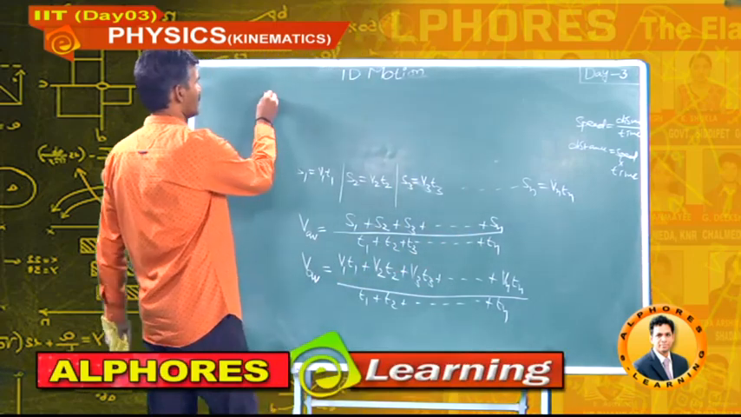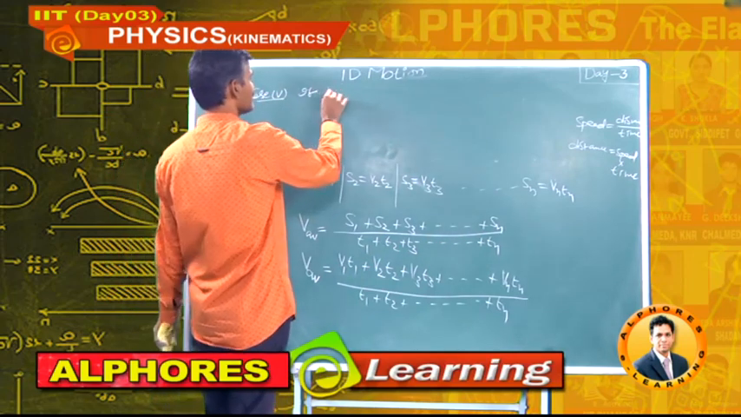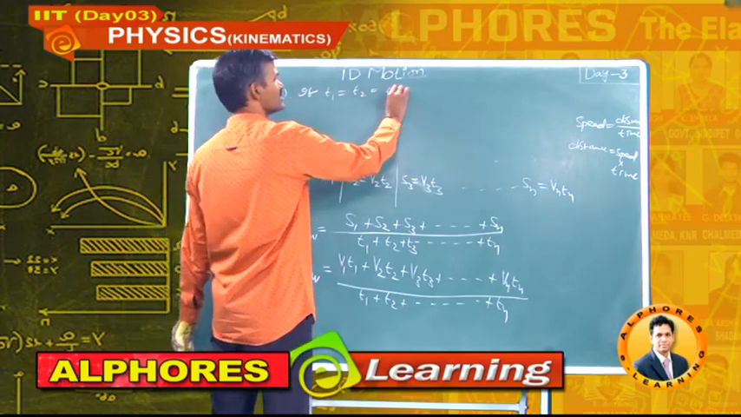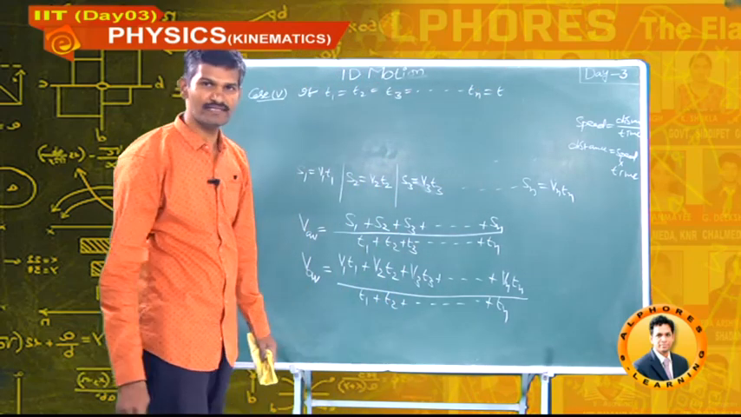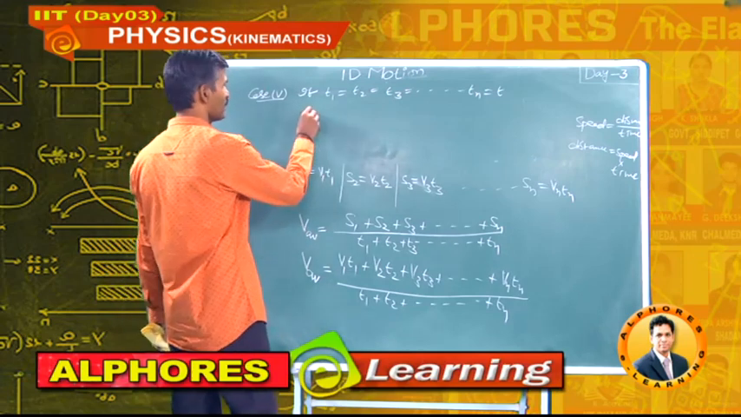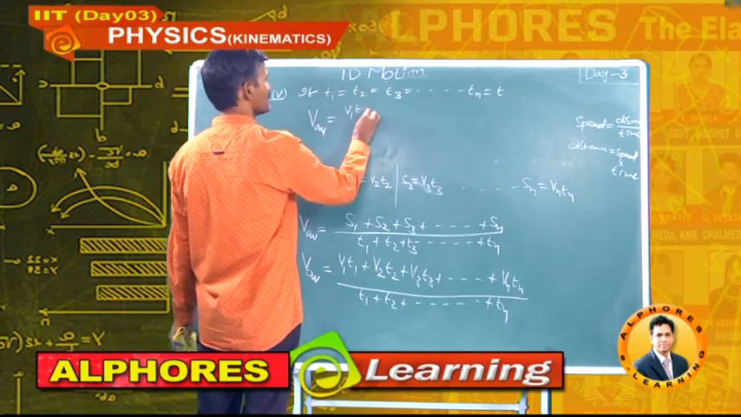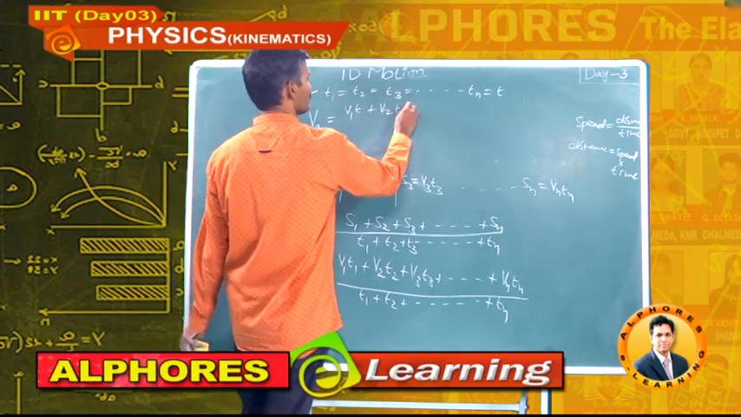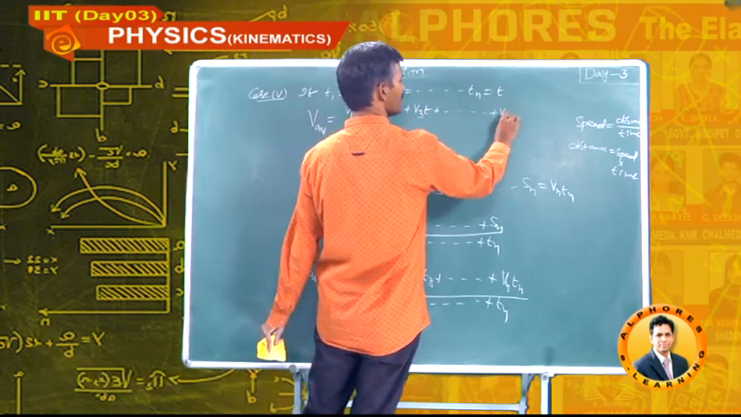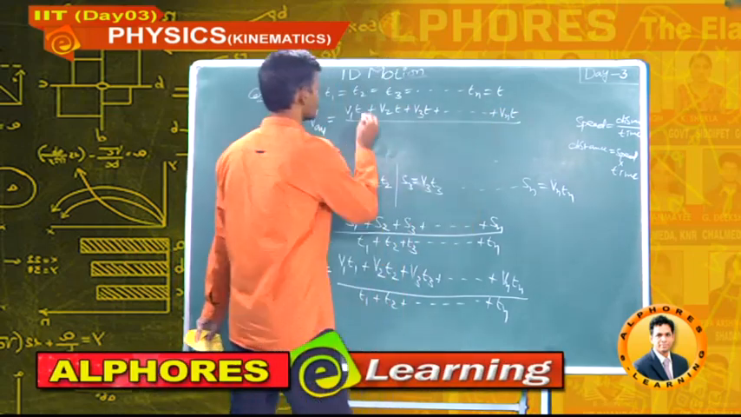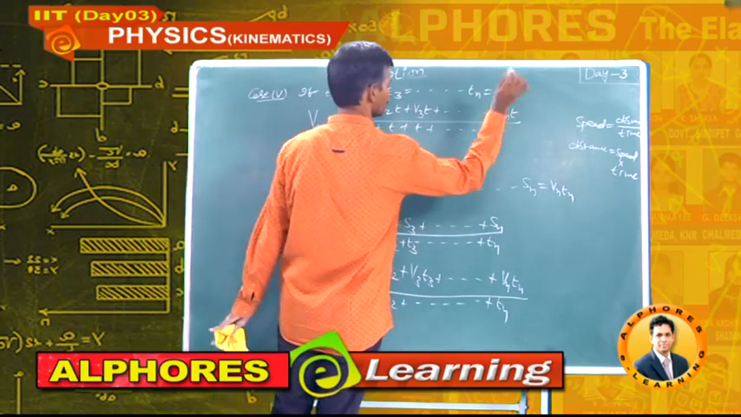What happens in case 5, if T1 is equal to T2 is equal to T3 and so on, Tn is equal to some t? In such a case, our average speed is (V1t + V2t + V3t + and so on + Vnt) divided by (t + t + t + and so on + t). Okay.